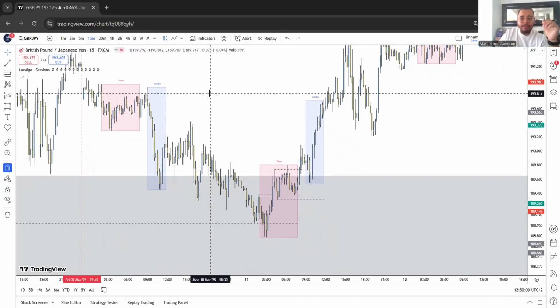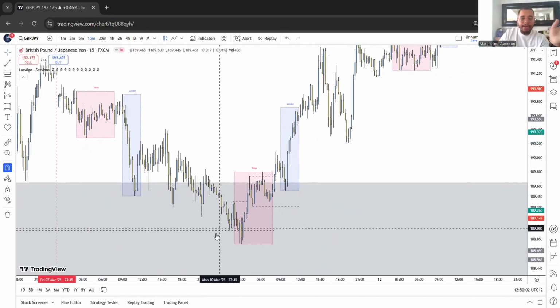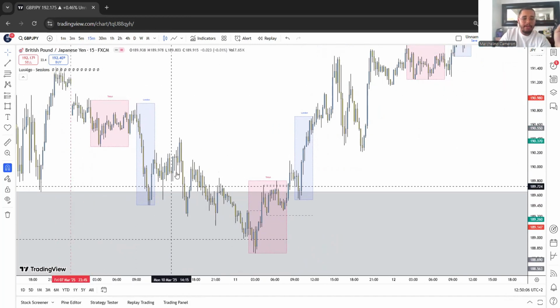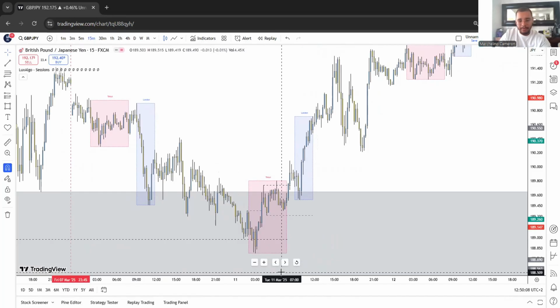Now we're coming to Tuesday, right? And we can clearly see now that on the 15-minute, we are forming internal downside structure.